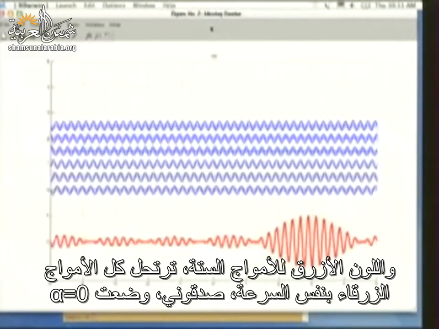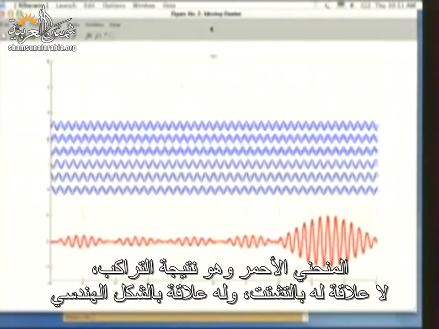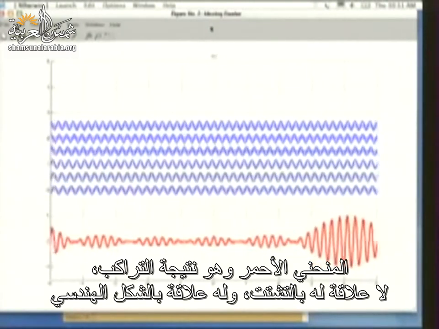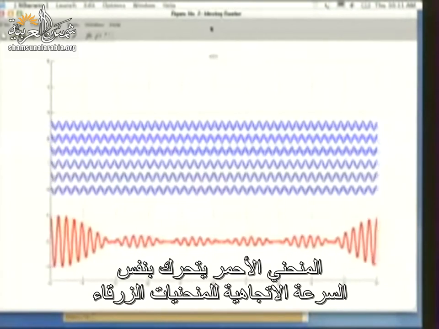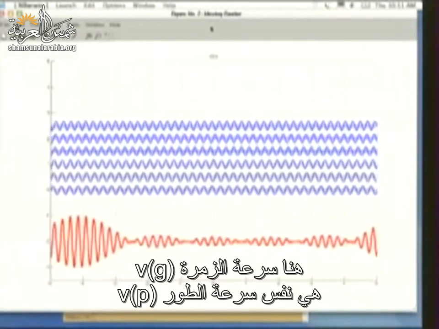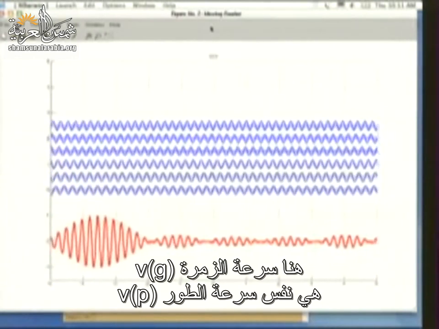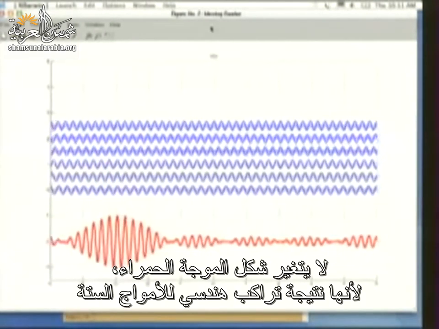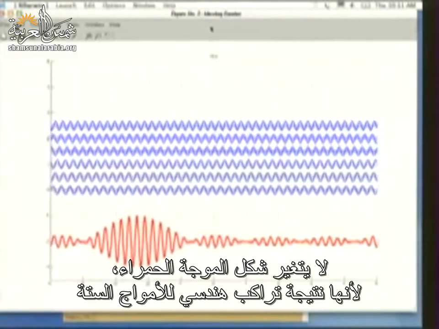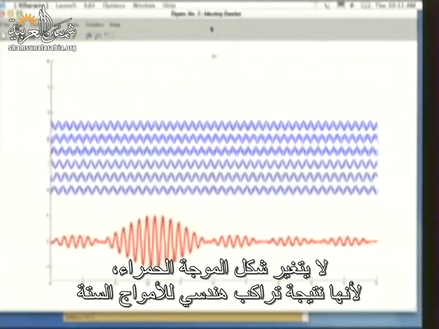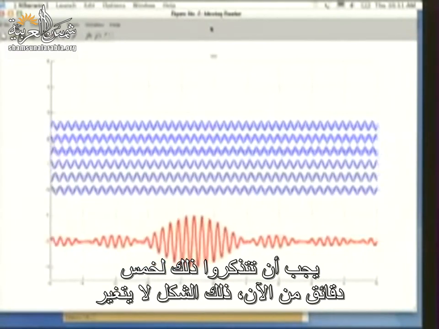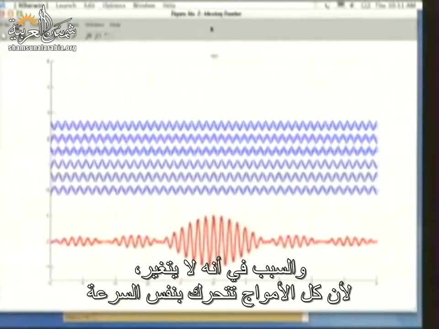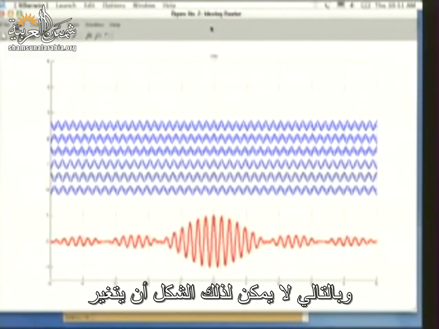I put alpha 0. And so this red curve, which is the superposition, which has nothing to do with dispersion, it has to do with geometry. That red curve moves with exactly the same velocity as the blue ones. The group velocity is the same as the phase velocity. And this crazy shape of the red one, it is due to geometry, to the overlay of the 6 waves. That shape is not changing. So hold on to it. Make sure you remember that 5 minutes from now. That shape is not changing. And the reason why it's not changing is because the waves move with the same speed, all of them. So that shape cannot change.